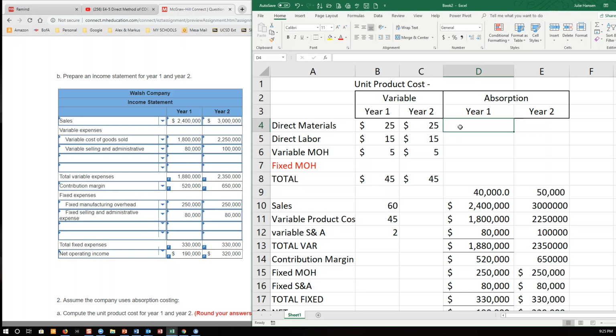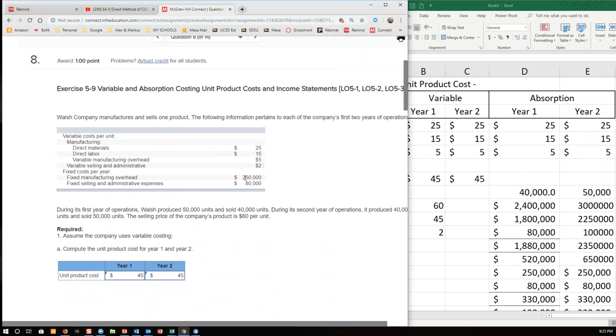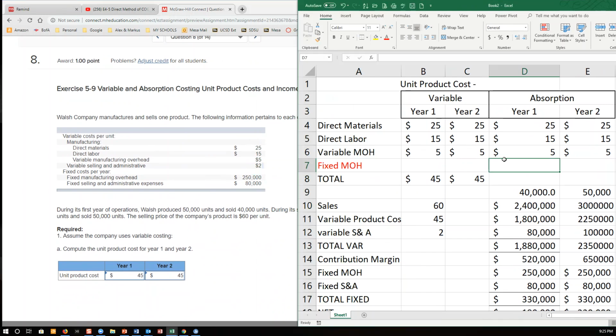So what I mean by it's the same but different is that these same direct materials, direct labor, and variable manufacturing hold true no matter what. So I'm going to go ahead and transfer those over just like that. Now, our fixed manufacturing overhead, as we recall, back up over here is $250,000. How do we figure that out on a per unit basis? Because that's how we're going to allocate it.